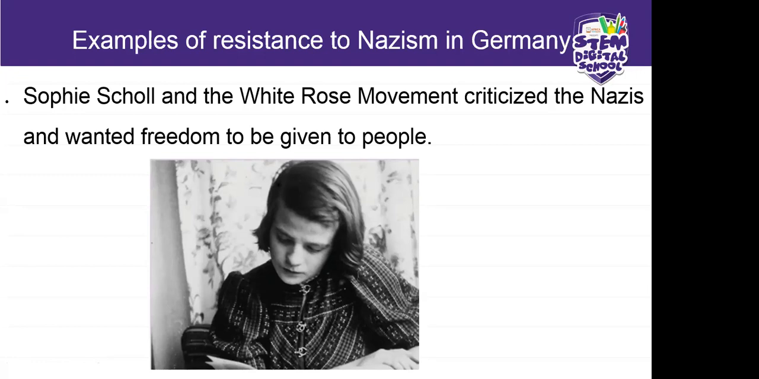She was a student at a university, and she decided to stop, or they were against, what the Nazi Party was doing. She was called Sophie Scholl, and she came up with the White Rose movement, which criticized the Nazis and wanted freedom to be given to people. So that is Sophie Scholl in that picture. And then we look at the next.